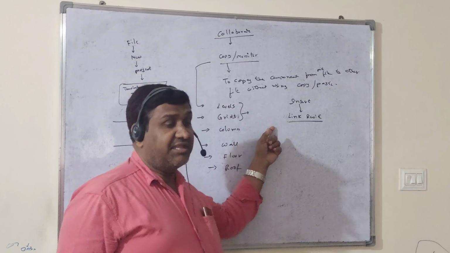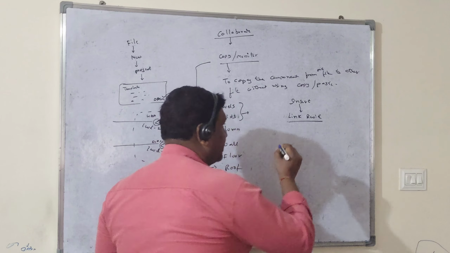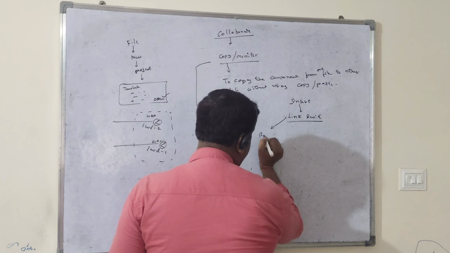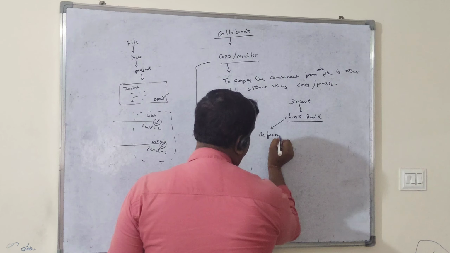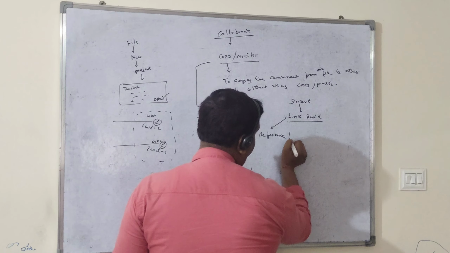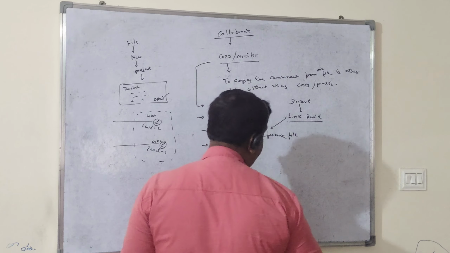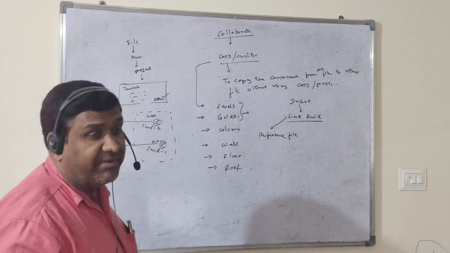So here link is nothing but a reference file. You can write there, here discussion. Link is nothing but a reference and file. So what type of file? Revit file. So we have to make it reference.